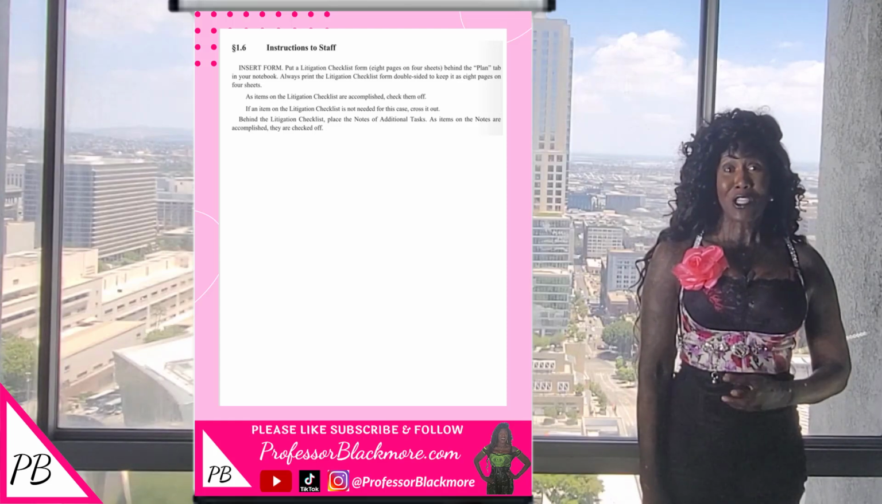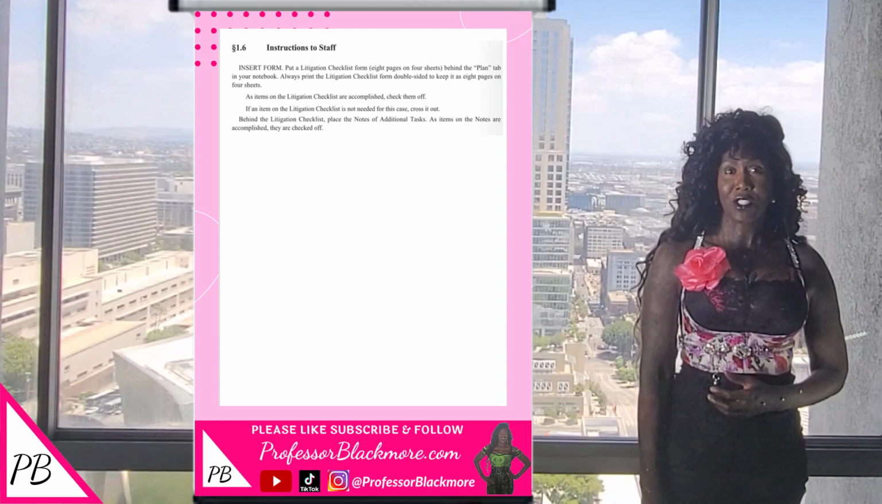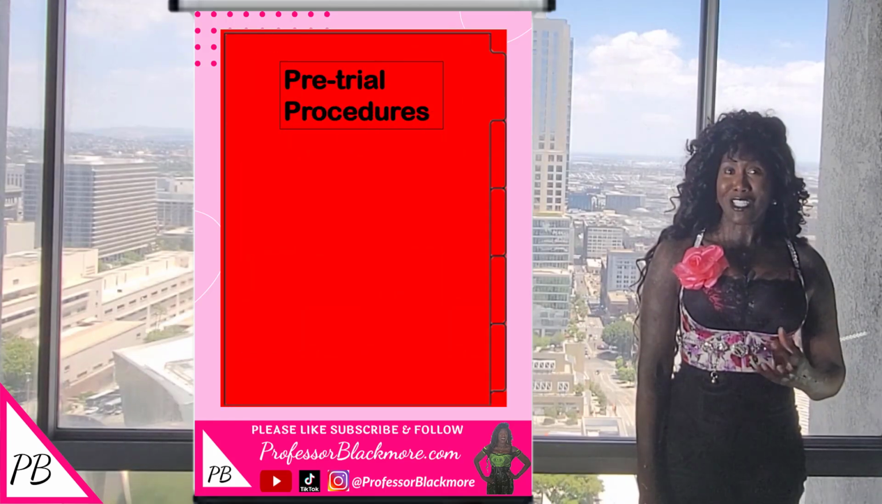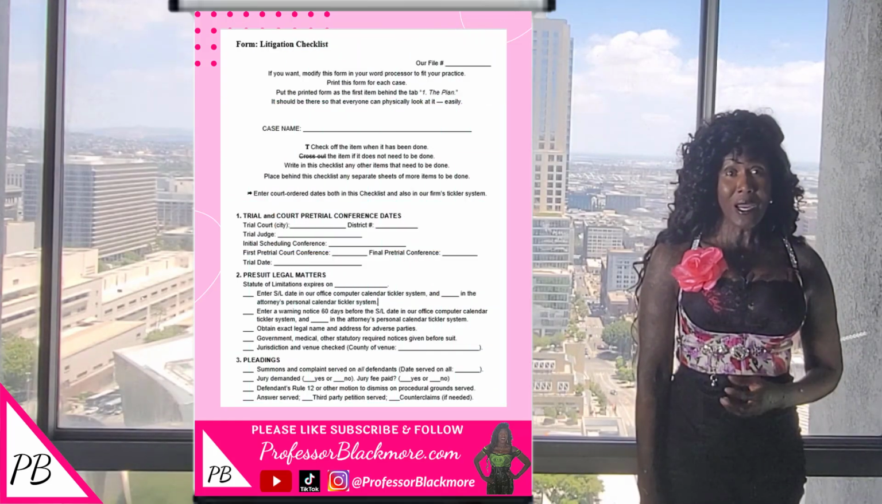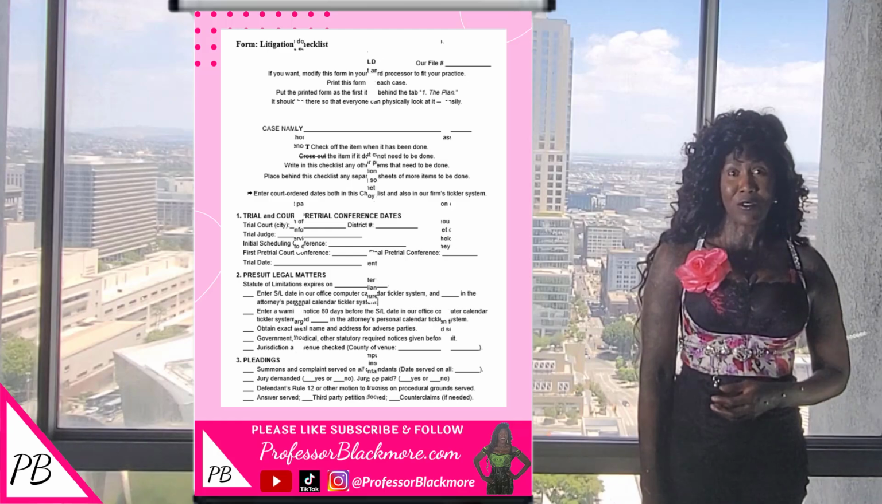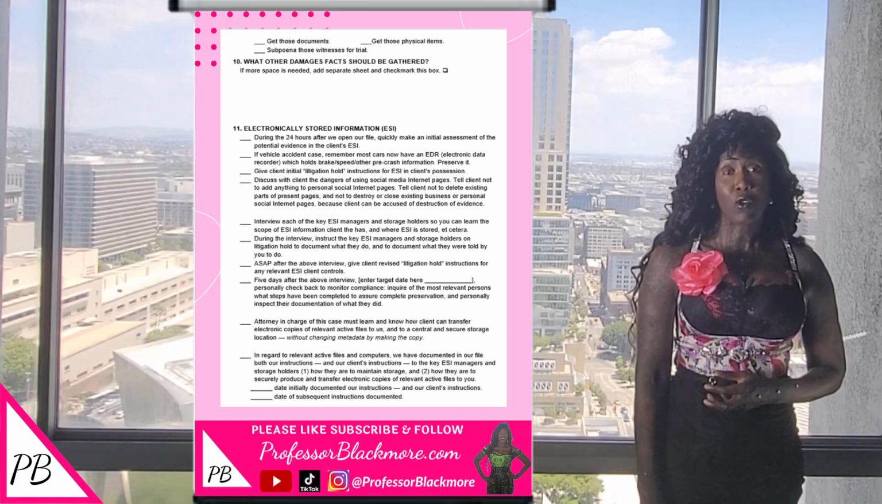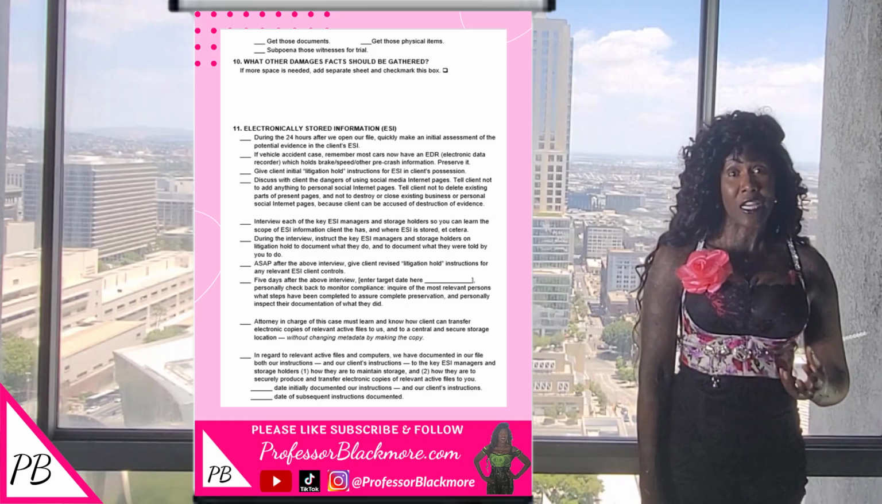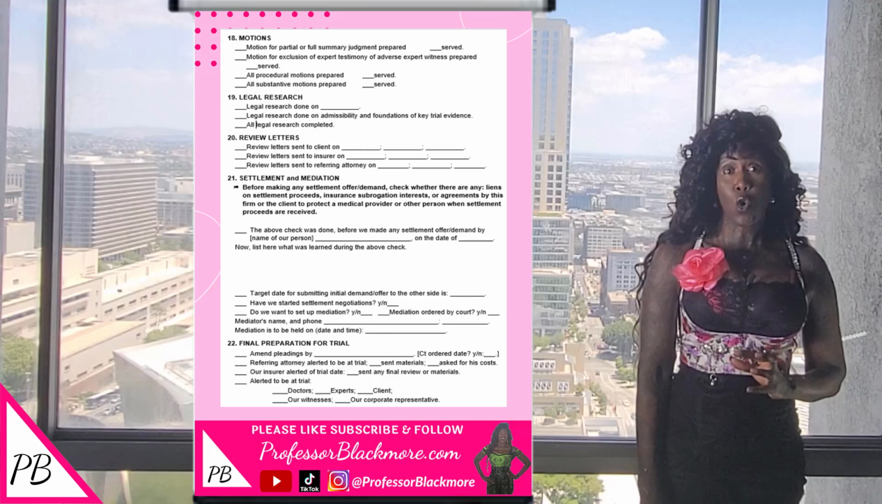So, you want to make sure that your paralegal or legal assistant calendars all applicable dates and that the items on the checklist are being accomplished. Now, as you can see, it takes you through the entire case, all the way up to and through the time of trial. And when the time of trial approaches, you can then follow this final preparation checklist found at item number 22 here.